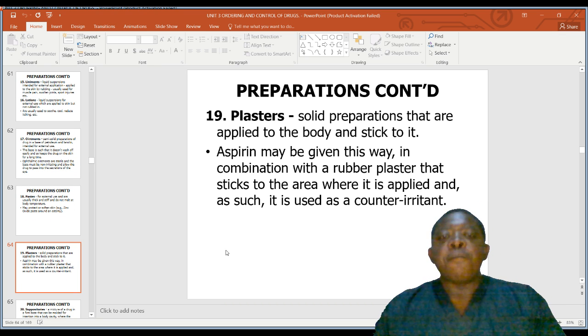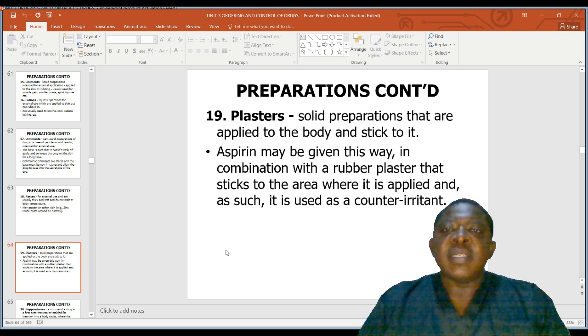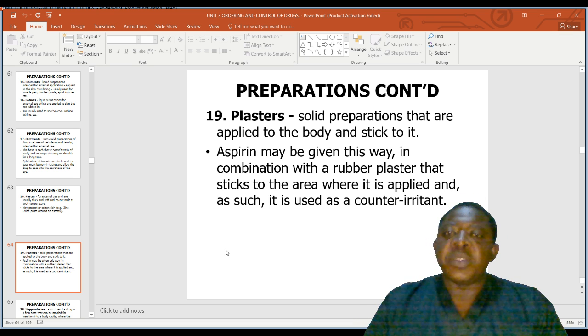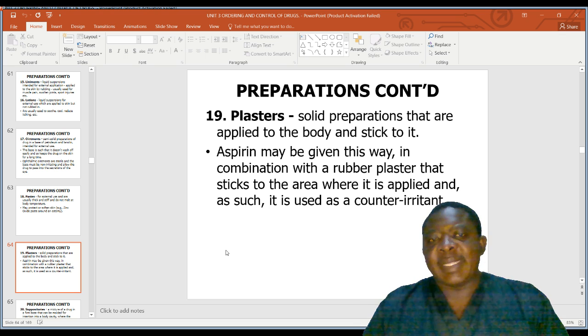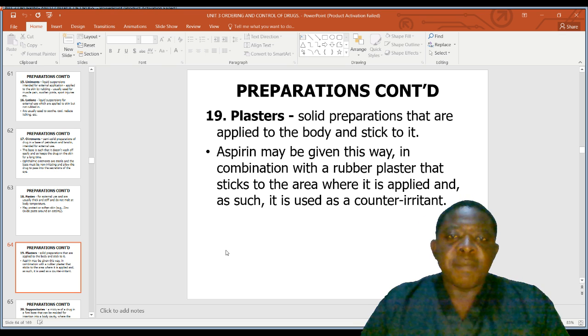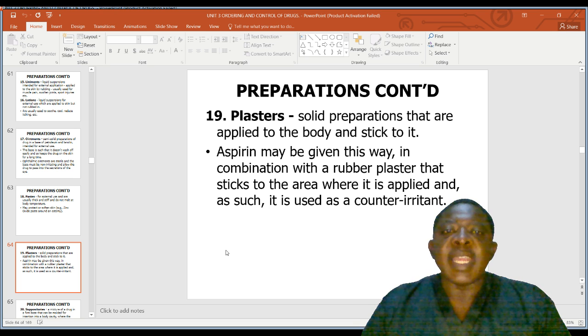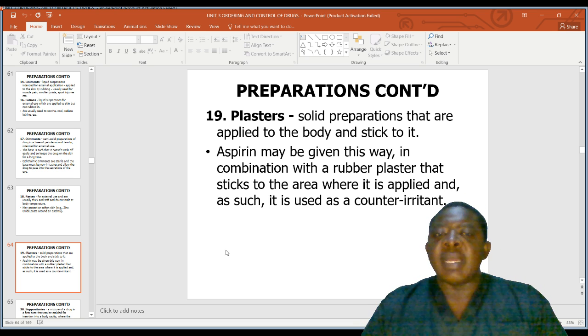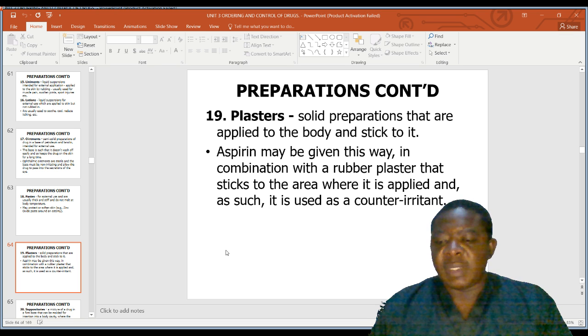Then we have plasters. These are solid preparations that are applied to the body and stick to it. Aspirin may be given this way in combination with a rubber plaster that sticks to the area where it is applied, and as such, it is used as a counter irritant.